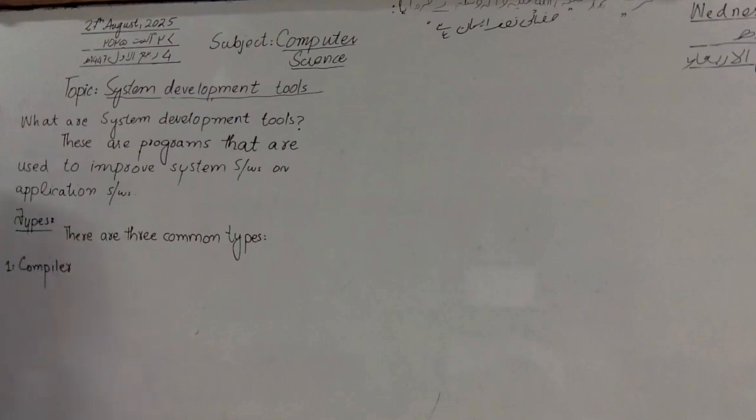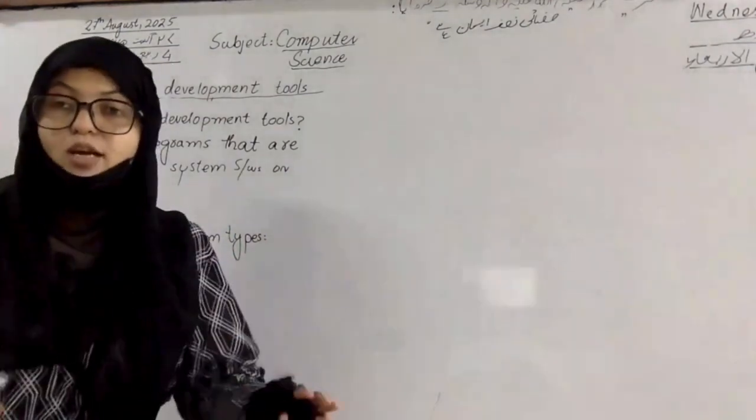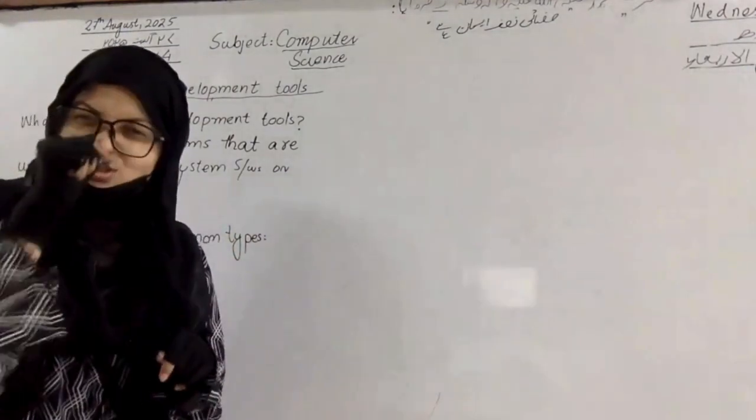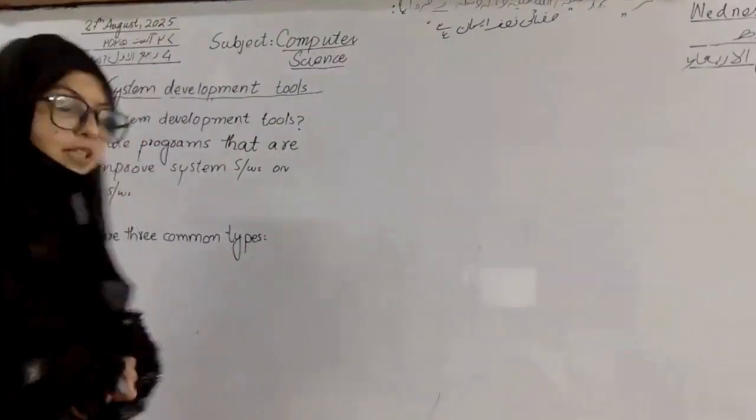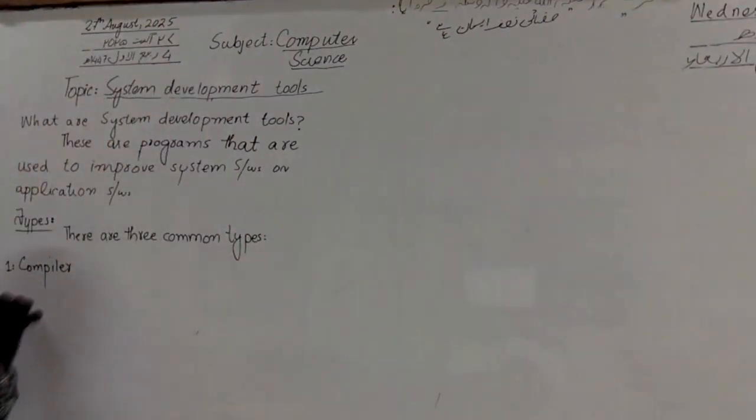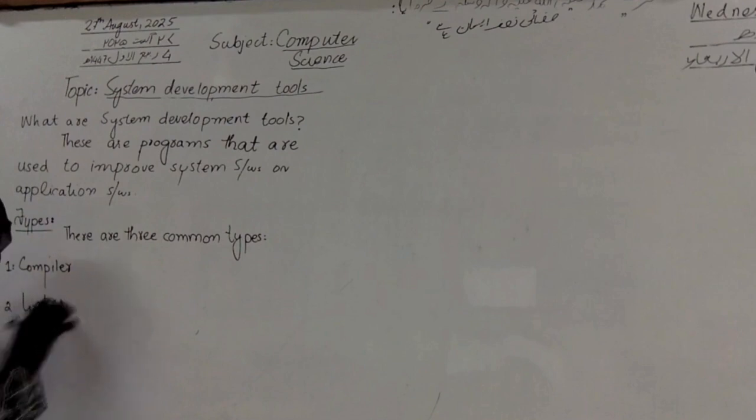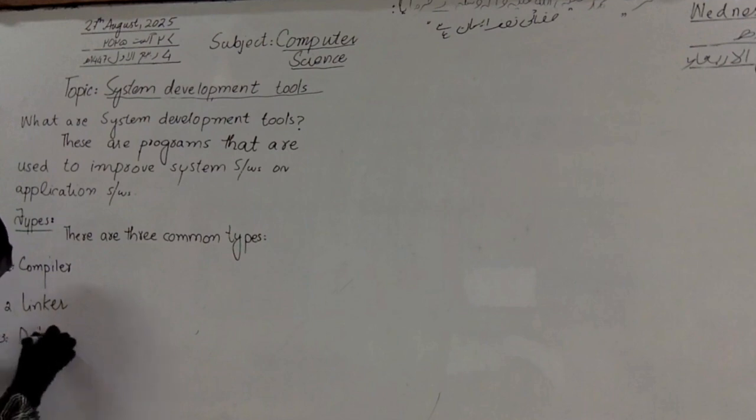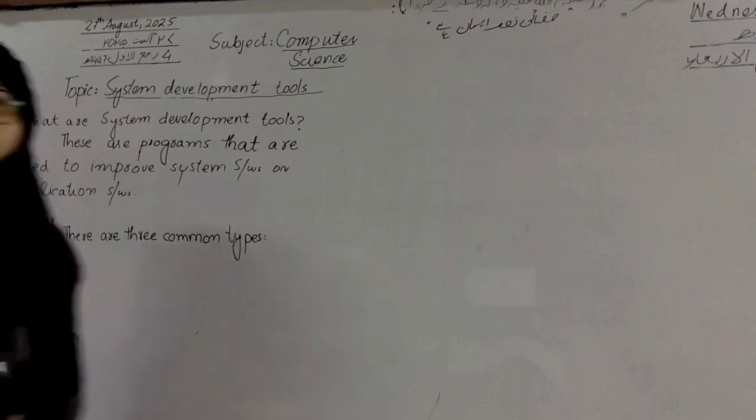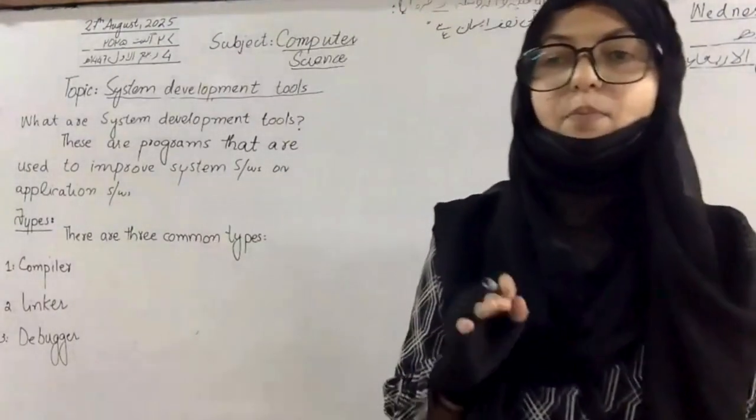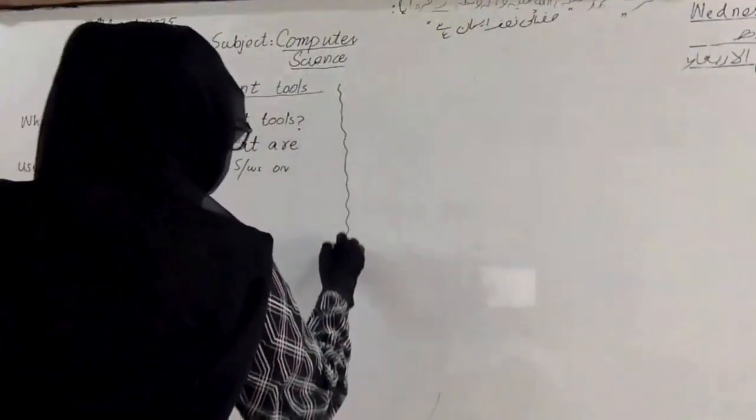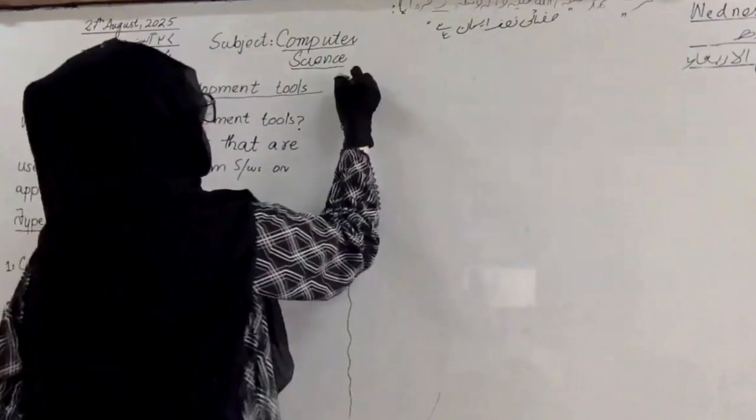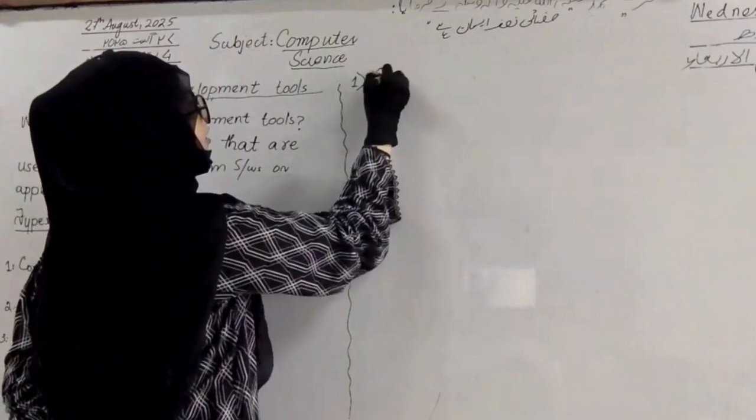I hope you all can see what I am writing on the board. I am trying to write in bigger writing, as I used to write with small writing. So the second one is a linker, and the last is the debugger. So these three are the common types of the system development tools. Now we are going to read all three in detail. First of all, we are going to learn compiler.